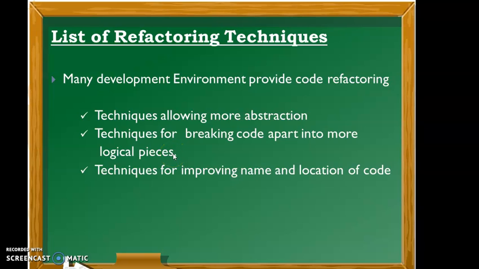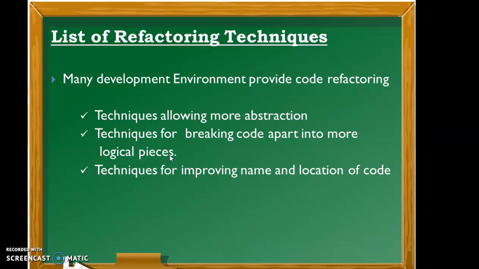The second technique of refactoring is breaking code apart into more logical pieces. Here we break the code into different modules. Modules increase the code reusability, and extracting a class results in moving code to a new class. Extracting a method results in moving code to a new method. So breaking the code into modules and extracting classes and methods into a new class or new method is carried out in the breaking code technique.